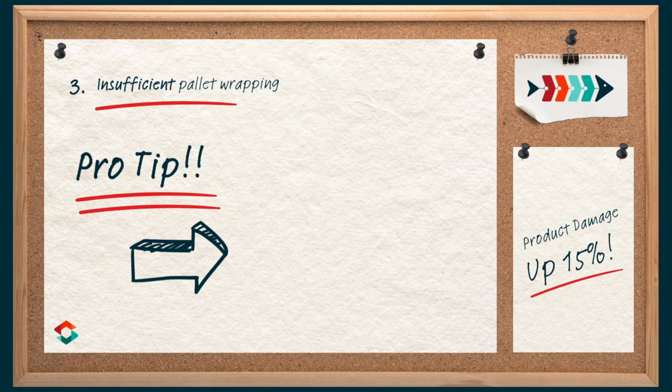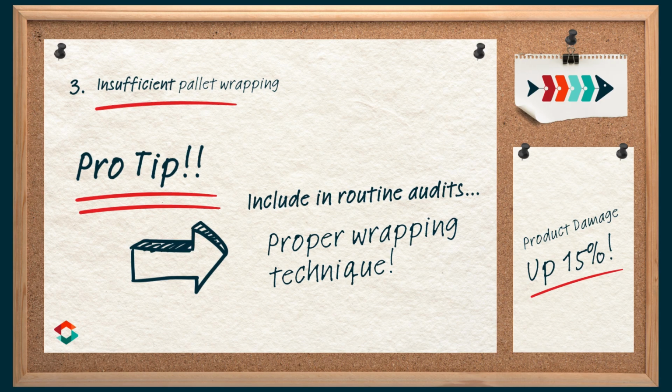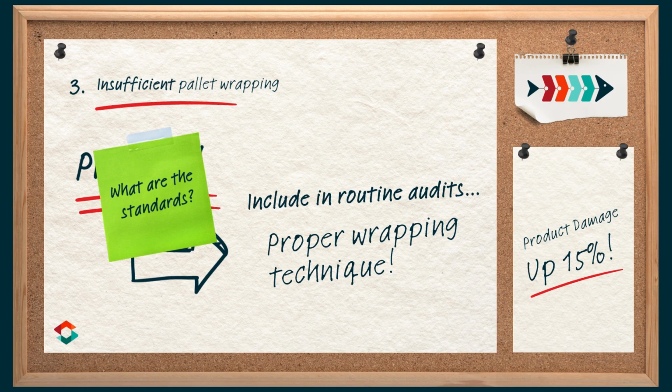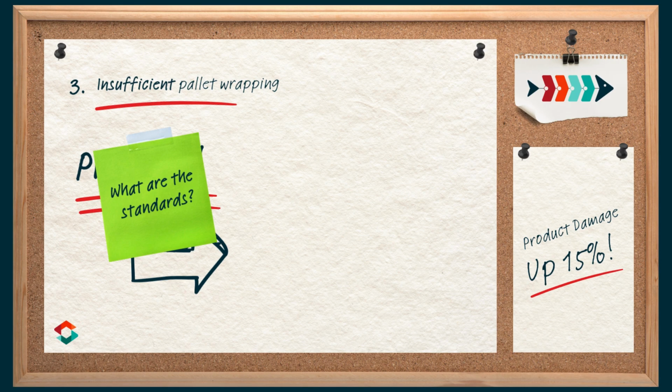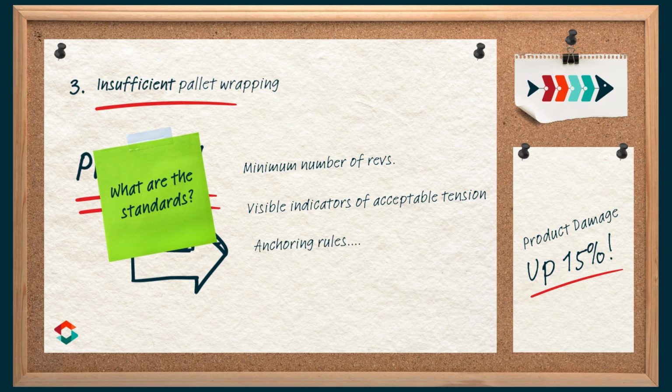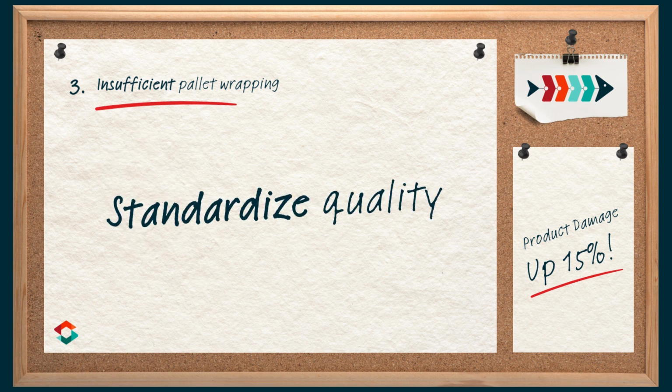Make proper wrapping technique part of your onboarding and routine audits. Better yet, define clear wrapping standards. Things like minimum number of wrap revolutions based on load type, or visible indicators of acceptable tension and coverage. Anchoring rules. For example, always wrap at least 2 inches below the pallet deck. It's not about micromanaging, it's about standardizing quality, because if a pallet can't survive the trip to its destination, your team is working hard just to lose money on the back end. And that's a people problem worth solving.